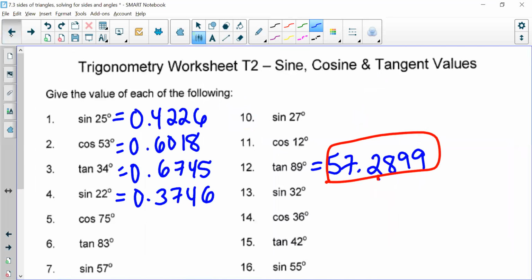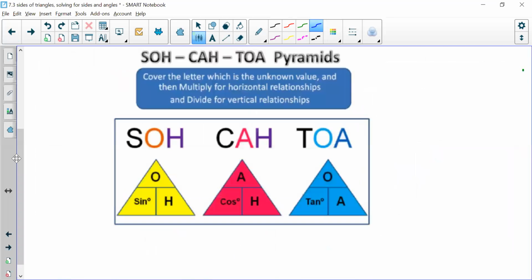So I'm going to go back to my triangle here. Okay, erase O. I don't need O because it didn't have a variable or a number on it. It was just a blank side. So then now what are we solving for? We're solving for A because it has the variable K on it.